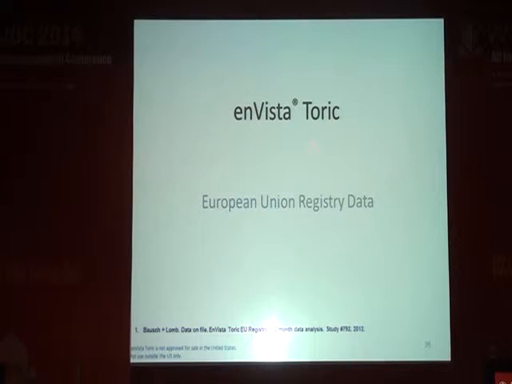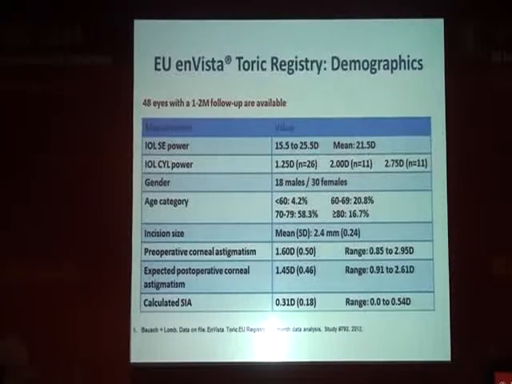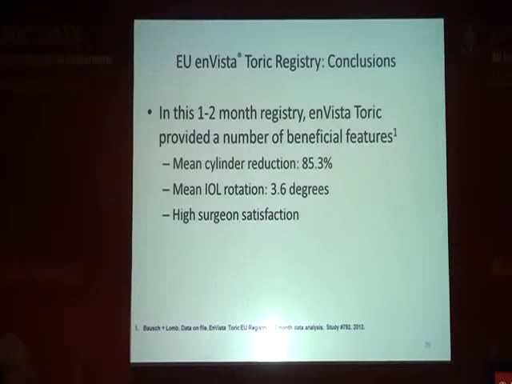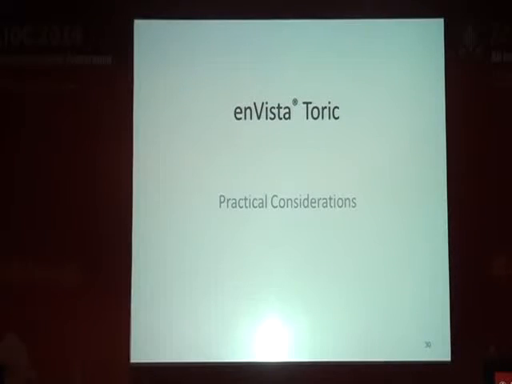The Envista toric under the European Union registry data was shown, and you can see here 48 eyes were done with 1 to 2 month follow-up, and you will see the basic data coming out here. And again you will notice 97.9% in this. What you realize is the mean cylinder reduction was about 85.3% and the mean IOL rotation was only 3.6 degrees.